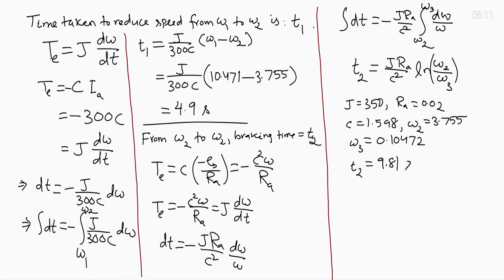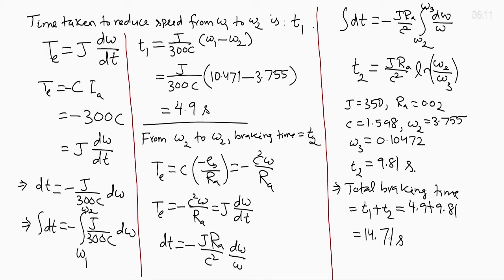Substituting these values, you get T2 equals 9.81 second. This implies total braking time equals T1 plus T2. T1 is obtained as 4.9 second and T2 is 9.81 second. So total braking time is, you can calculate, 14.71 second. Okay, this is the question 1 solution. Then we will solve one more numerical, question 2.